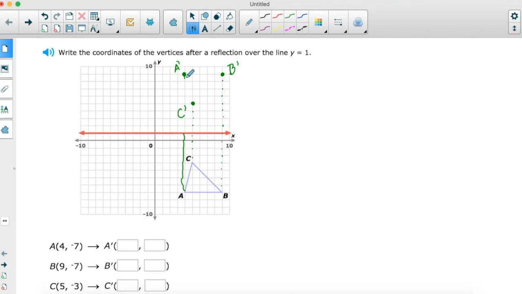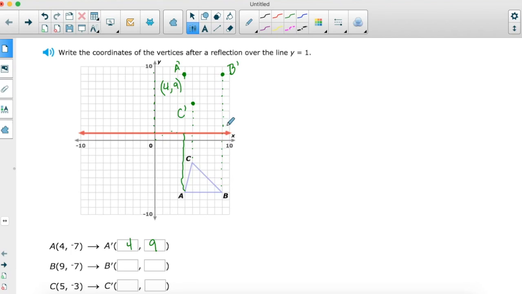And so the coordinates of A, if I count 1, 2, 3, 4, it's positive 4. And how far up is it on the Y? Let's see, you start at 0 right here. So I'm going to go all the way up to here. 1, 2, 3, 4, 5, 6, 7, 8, 9 spaces. So point A is at 4 and 9.